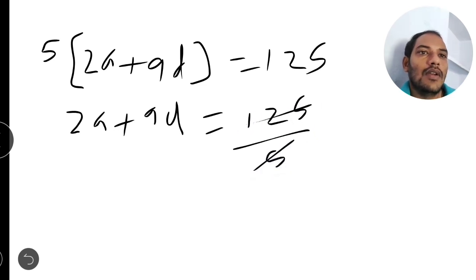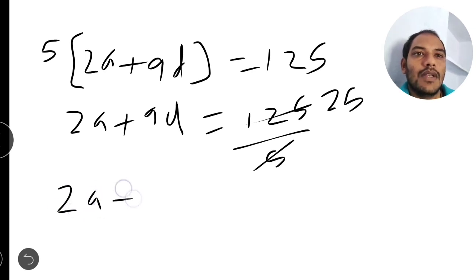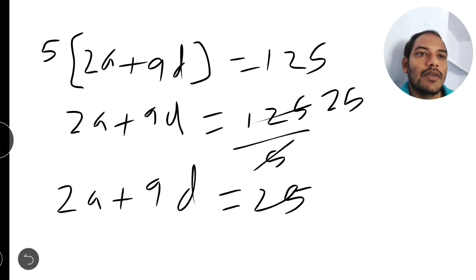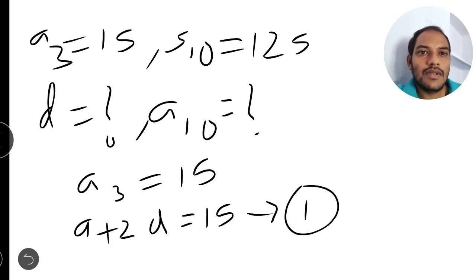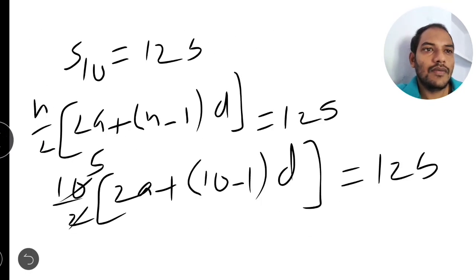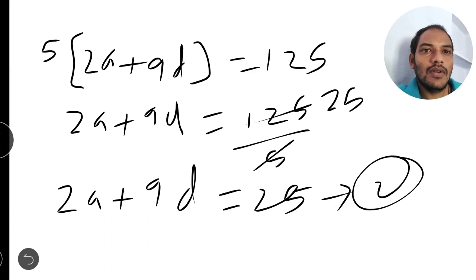So 2A plus 9D equals 125 divided by 5. 5 2s are 10, 5 5s are 25. So 2A plus 9D equals 25. So here equation 2. Observe both equations. In the first equation, A plus 2D equals 15. In the second equation, 2A plus 9D equals 25.